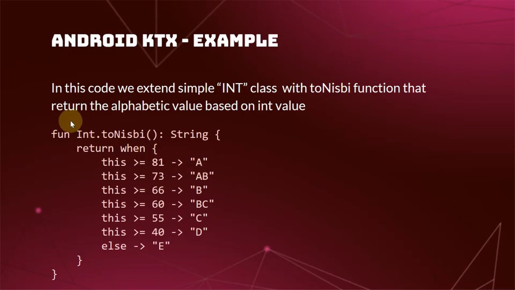As you can see here, we have functions, and then we begin with the integer class. Int means the integer class, and we define our custom methods toNISBE, and then it returns a string. Inside it, as you can see here, we have a when, or you may replace it with if. We refer to this: if the value of this integer is more than 81, it returns A; 73 means it returns AB, and so on. So we create our custom function with the ability of Android extension, Kotlin extension.